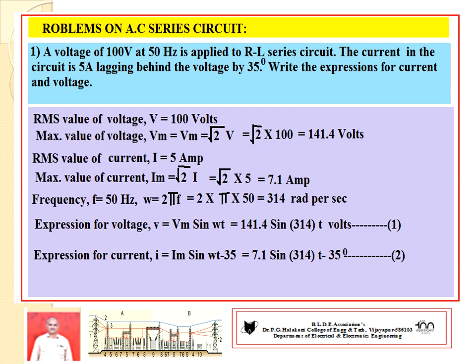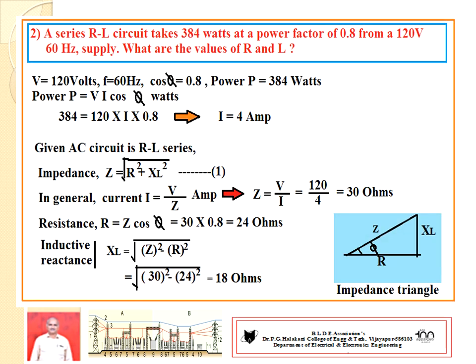It becomes the voltage expression. In similar fashion, first you write the instantaneous current expression, i equal to Im sin(omega t minus phi). So Im 7.1, sin(314 t minus 35 degree), where 35 degree is the phase angle. So it becomes the current expression.